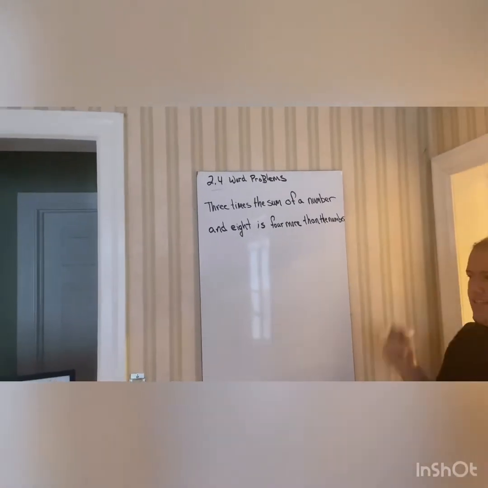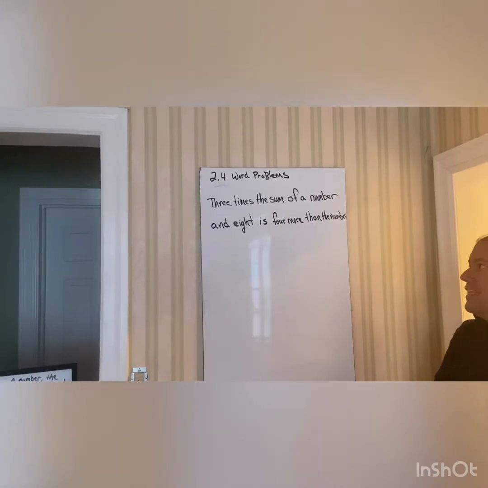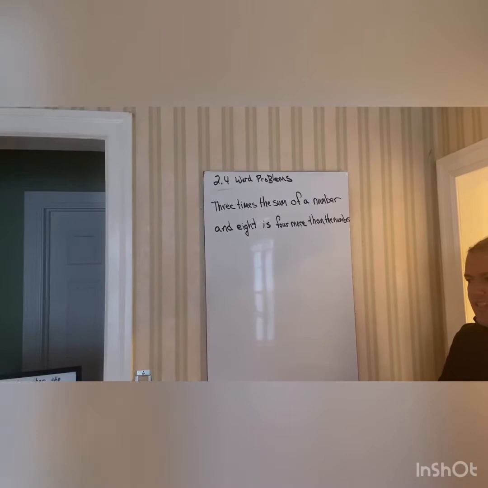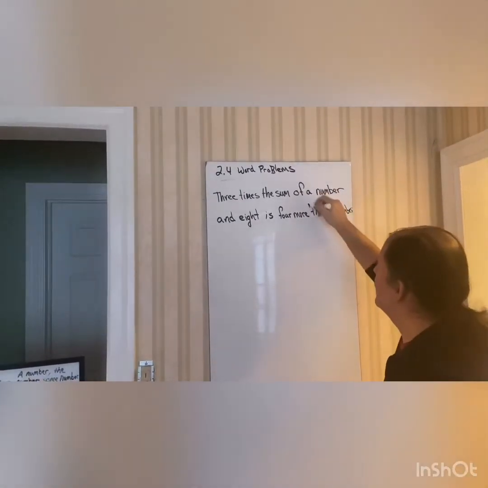So let's take a look at this problem. Read it. 3 times the sum of a number and 8 is 4 more than the number. Good. So our first step is look for any danger words. We have from or than. Yes, we have the word than.